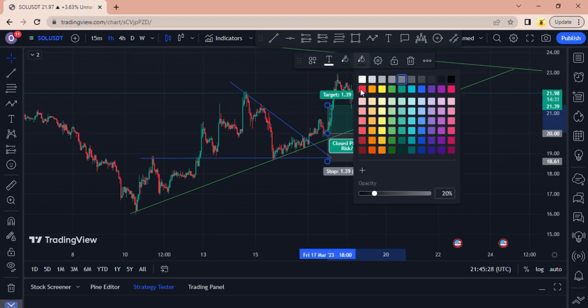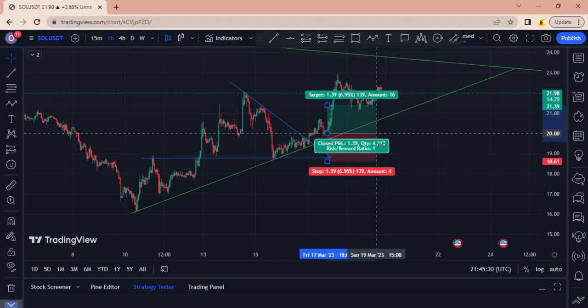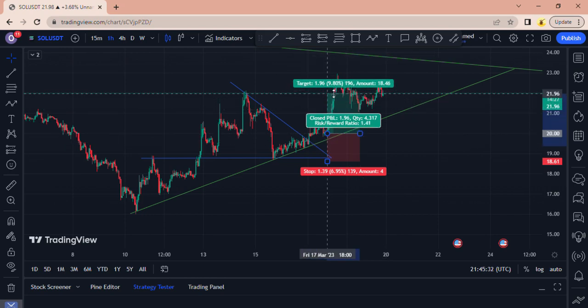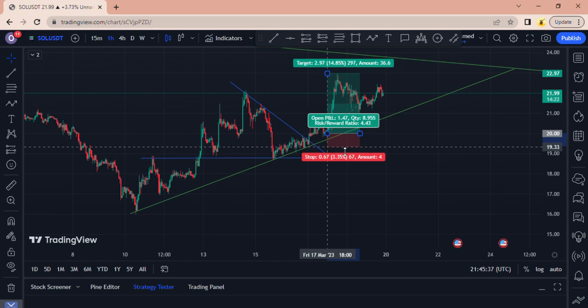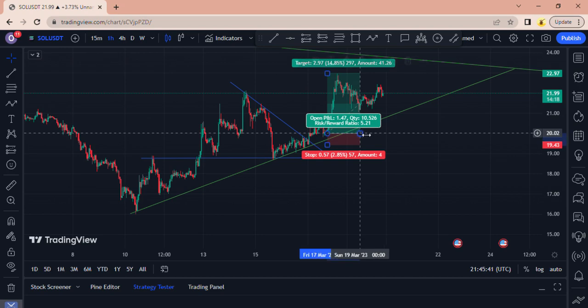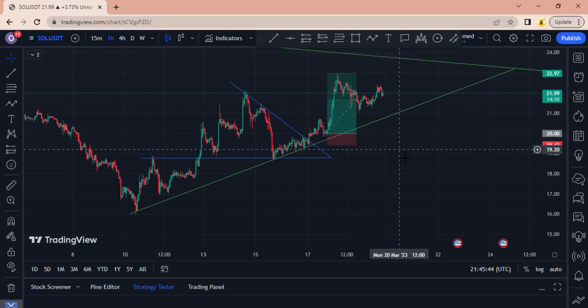Let me change this to red. And that is a very good trade we took with a risk to reward ratio of 5. So this is what we just took.